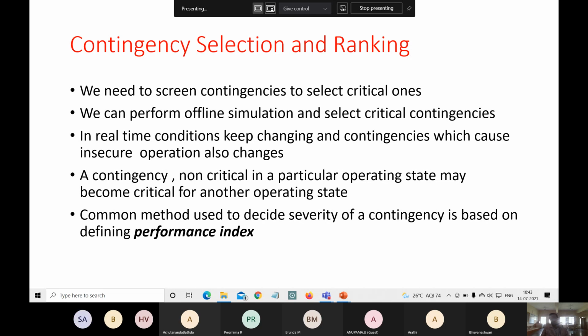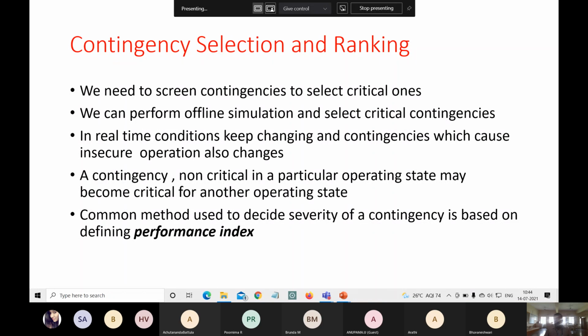In order to know in which operating state the system is, and if the system goes to the insecure state, the operating state of the contingency also changes. So for that purpose, we have to select the contingencies to be studied online for security analysis, and the selection should be based on the current operating conditions, not fixed on offline studies.